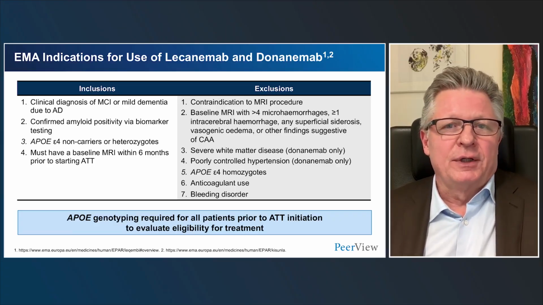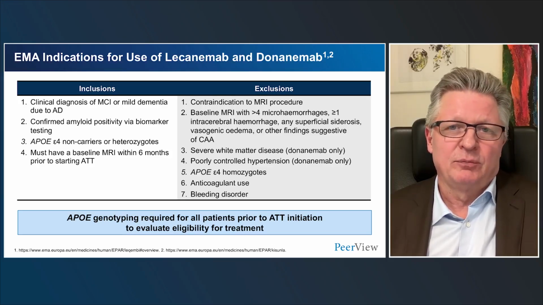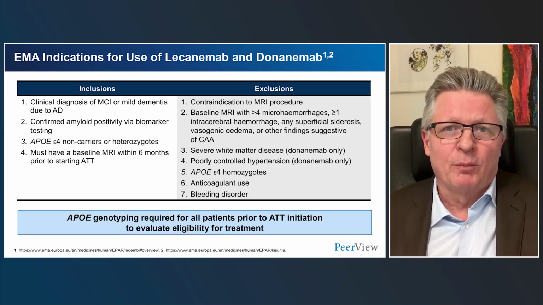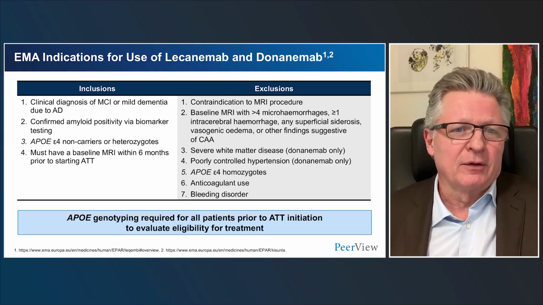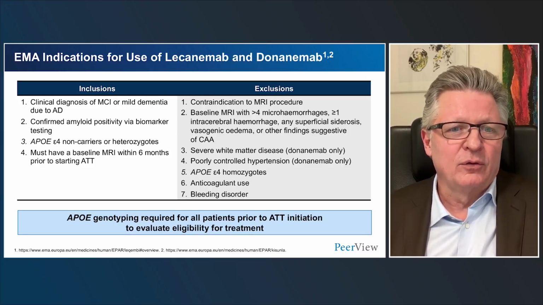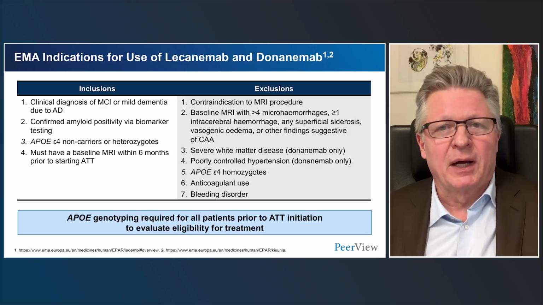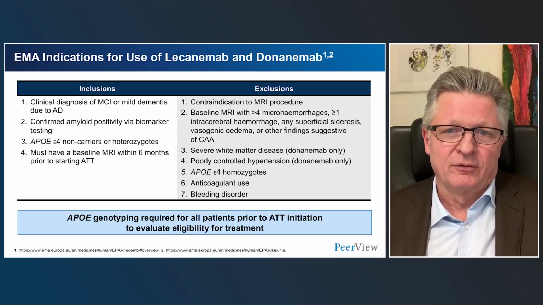These are the general inclusion and exclusion criteria of donanemab and lecanemab. First of all, the clinical diagnosis of mild cognitive impairment or mild dementia has to be established. Then there has to be a confirmation of Alzheimer's disease by biomarkers, usually CSF or PET, maybe in the future also blood-based biomarkers. And then the APOE4 testing has to be done to exclude those who are APOE4 homozygotes. And then there are also some MRI exclusion criteria which have to be tested prior to treatment.